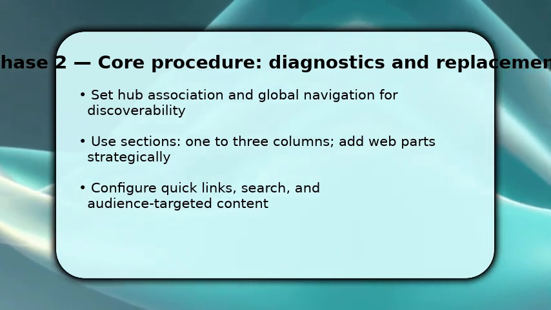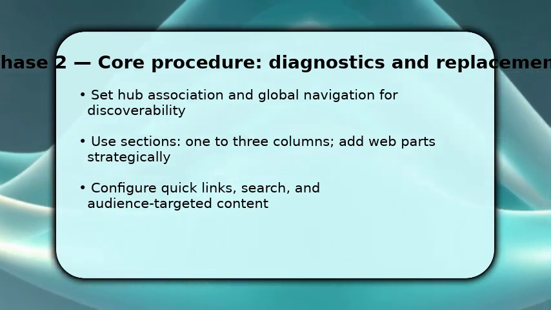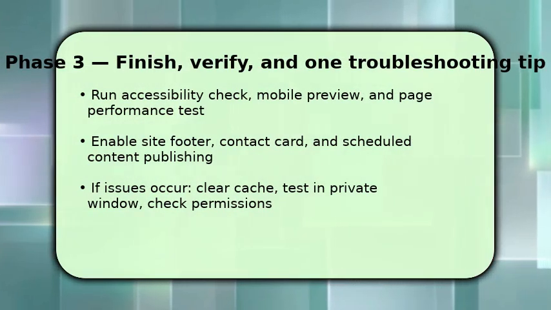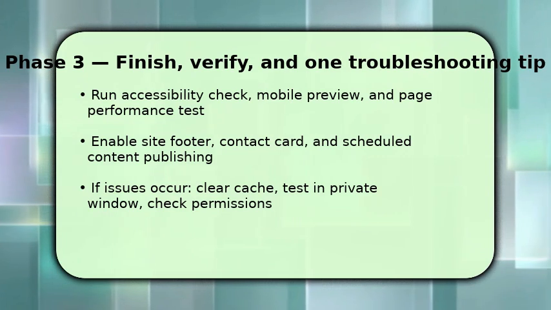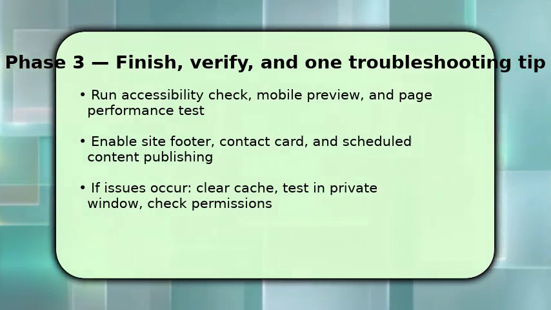Then configure navigation, set hub association, and pin global links so users find key resources. Make sure to use audience targeting on links and news so content surfaces to the right teams. This boosts relevance and reduces clutter. Finish by optimizing and publishing with confidence. Run accessibility checks and mobile preview to ensure readability and navigation on phones.